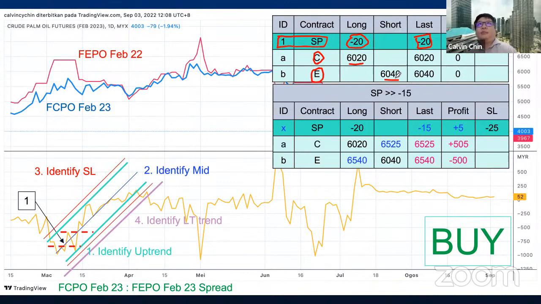So price moves up to minus 15. So my spread earns 5 points. My spread right now is minus 15. I earn 5 points, and it doesn't hit my stop loss. So I close it. So I earn 5 points. So this is how you trade an uptrend.